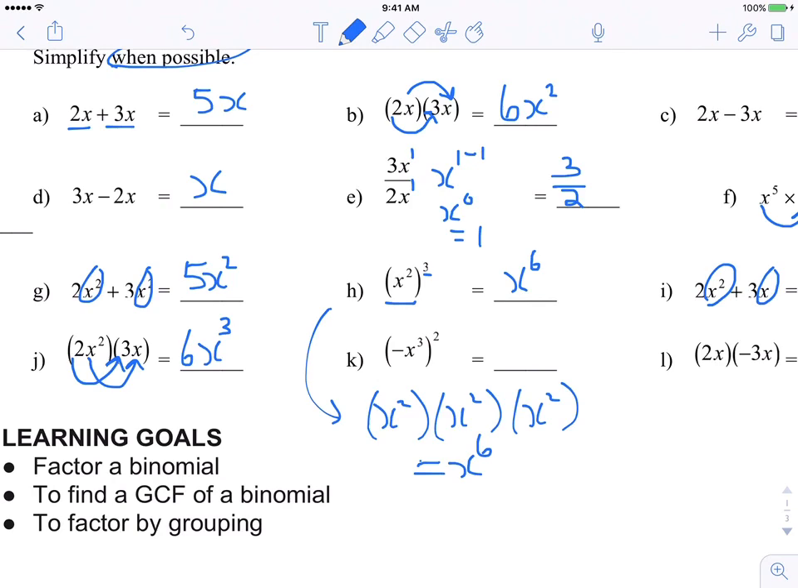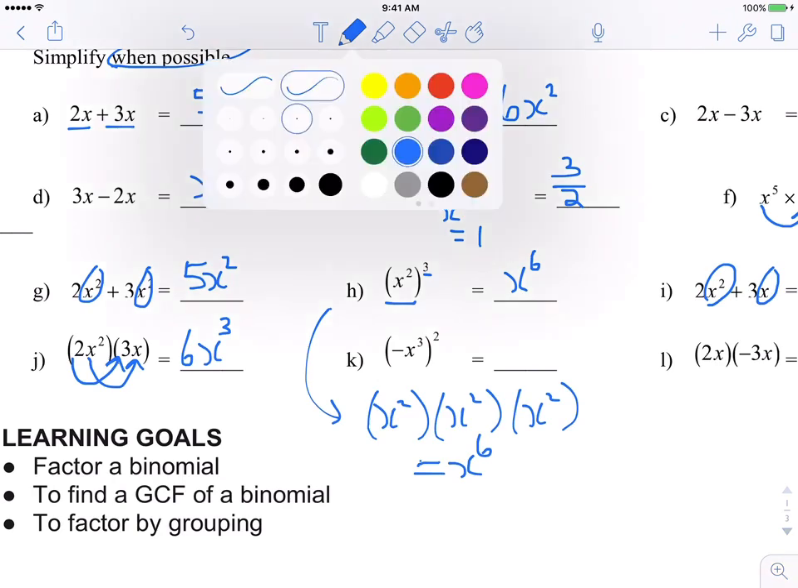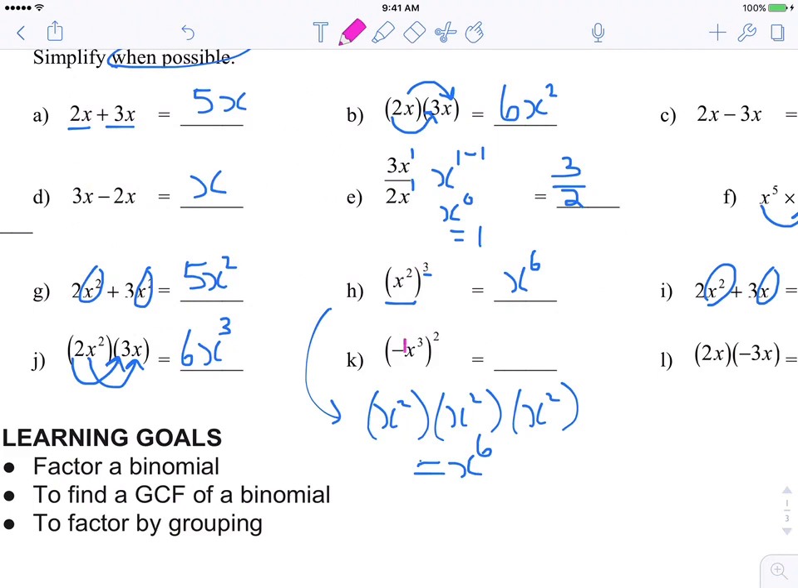K is a little bit interesting. Technically there's an imaginary 1 we don't write there for good form. So I really have negative 1x cubed times negative 1x cubed, because we know it's the exponent 2, so it's times itself. If we multiply the negative 1 times the negative 1, that would get us positive 1. I'll show you that in a different color here below. So again, negative 1x cubed times negative 1x cubed.